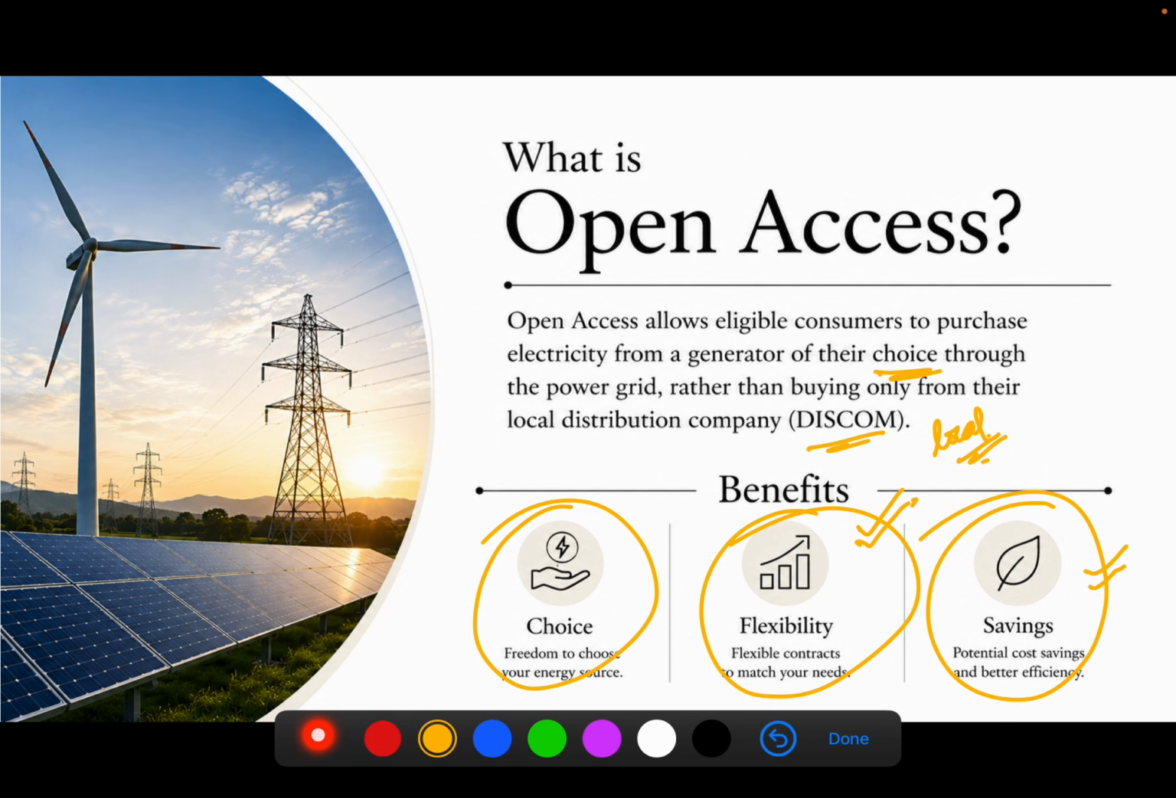Open access also does not mean free electricity. You need to understand that it means open access to the power network. Let us understand the concept with a simple example.